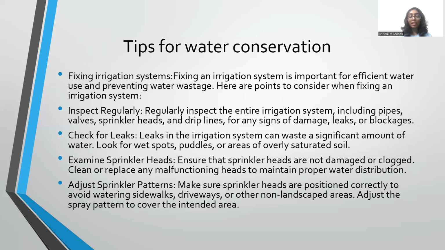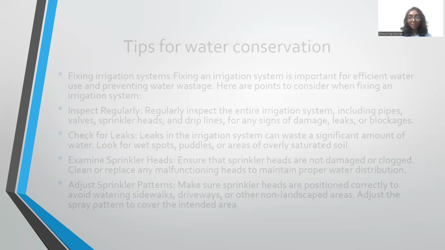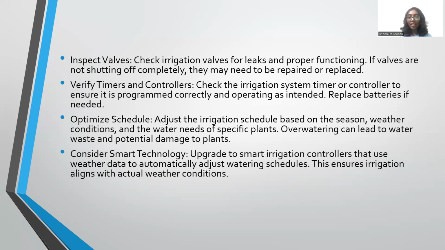Third is to examine sprinkler heads. Ensure that sprinkler heads are not damaged or clogged. Clean or replace any malfunctioning heads to maintain proper water distribution. Adjust sprinkler patterns. Make sure sprinkler heads are positioned correctly to avoid watering sidewalks, driveways, or other non landscape areas. Adjust the spray patterns to cover the intended area. Inspect valves. Check irrigation valves for leaks and proper functioning. If they are not shutting off completely, they may need to be repaired or replaced.